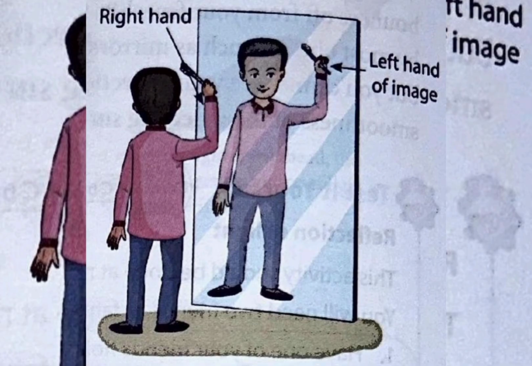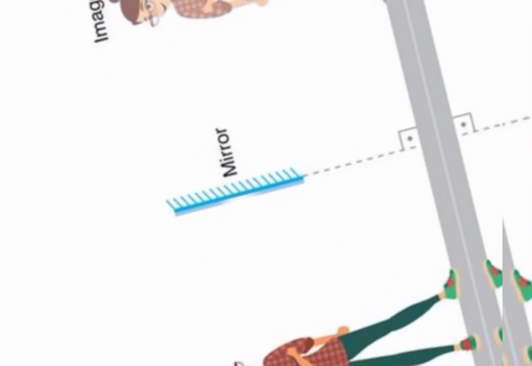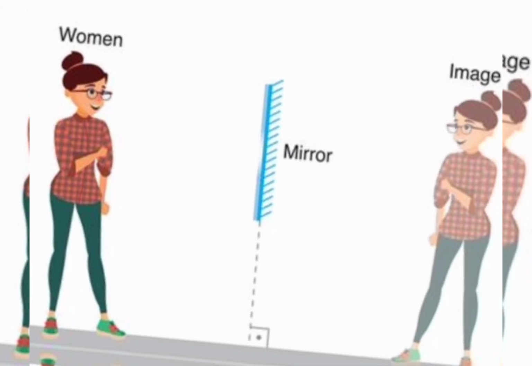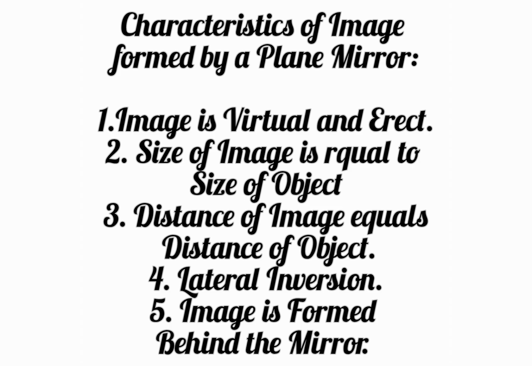Okay. One more point is that the image is always formed behind the mirror, not in front of it. Finally, we can list the characteristics of the image formed by a plane mirror. The image is virtual and erect, the size of the image is equal to the size of the object, the distance of the object is equal to the distance of the image, and the image shows lateral inversion. The last point is that the image is formed behind the mirror.